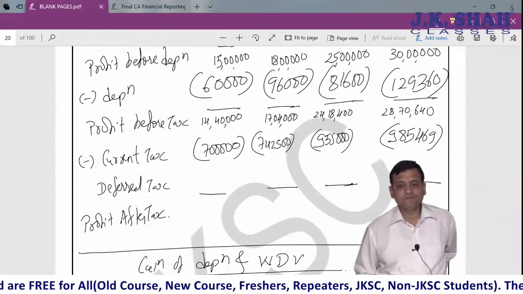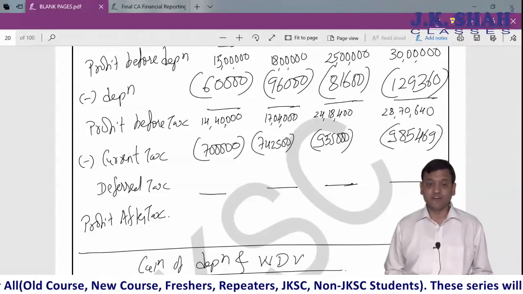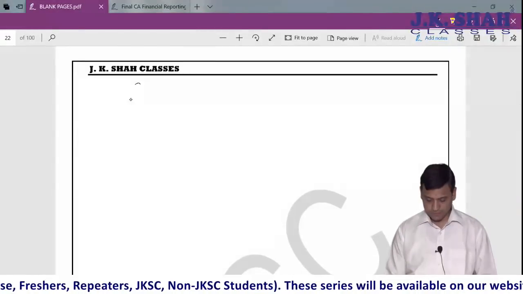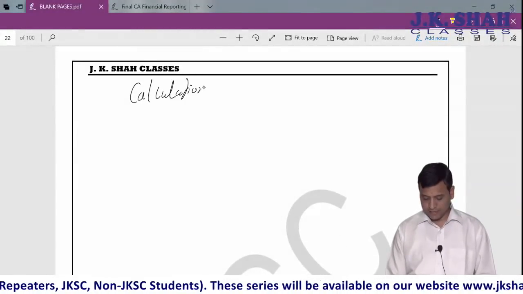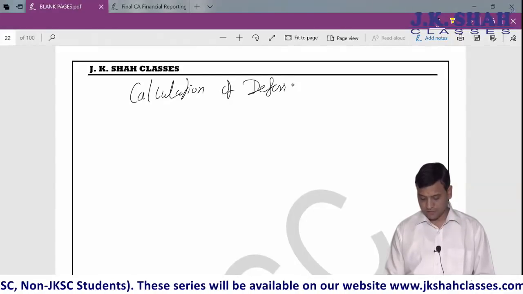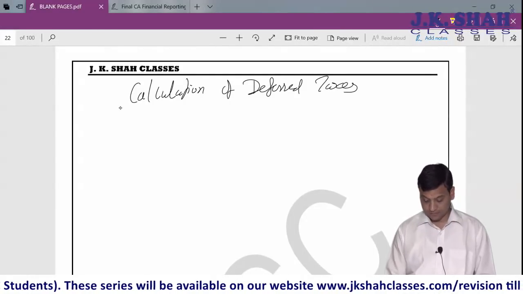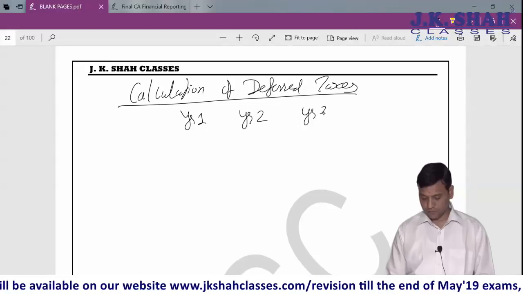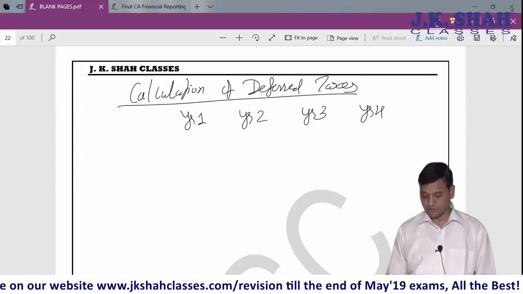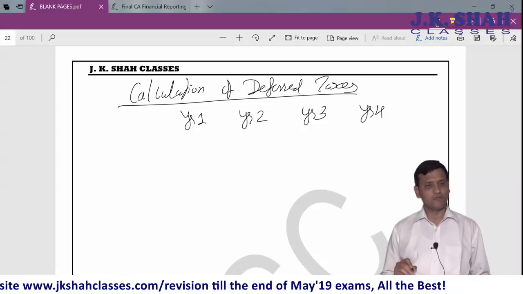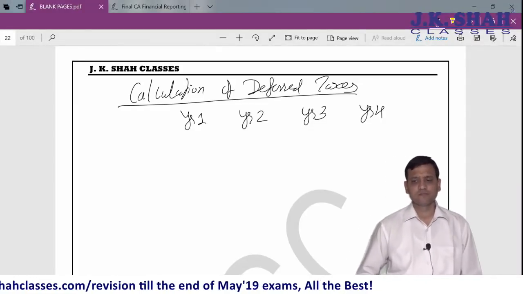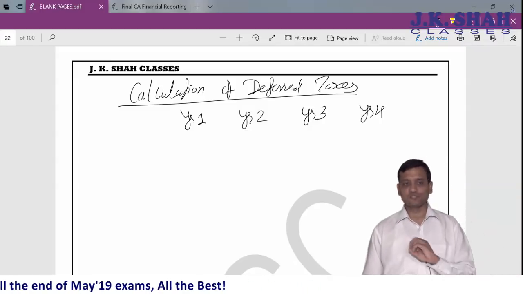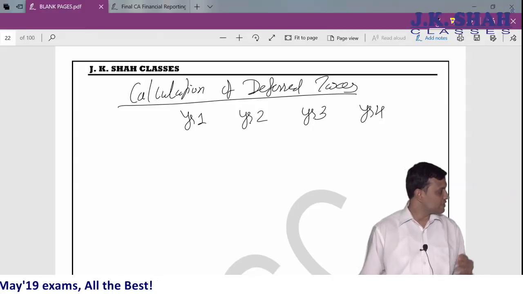Now what we have to do? Find out deferred taxes. So how to find out deferred taxes? Calculation of deferred taxes. Year 1, year 2, year 3, year 4. Of course, year 5 they have just given us the tax rate. We'll make an assumption here. What assumption? That we know the tax rate of the next year. Question has not given us any point, but we will make an assumption that we know the tax rate of another year.